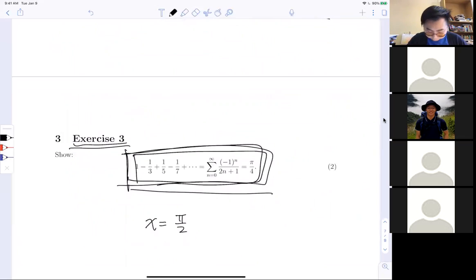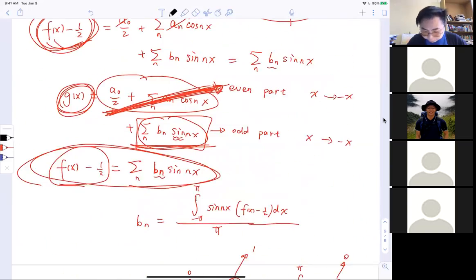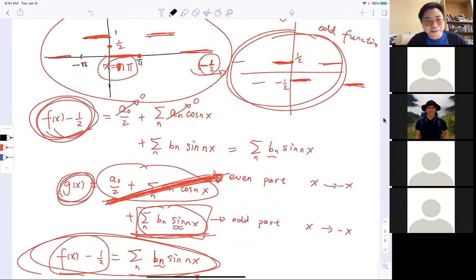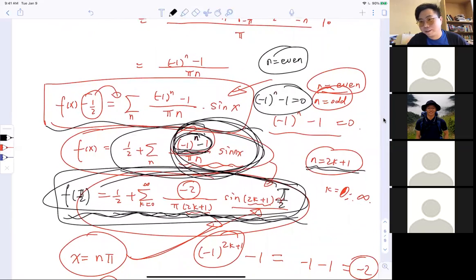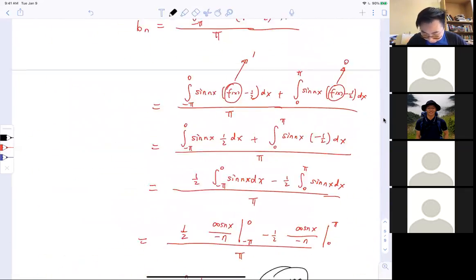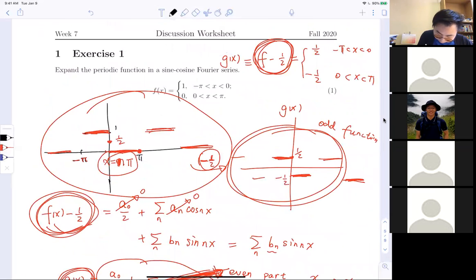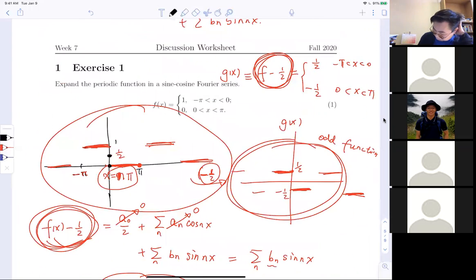So how do you know what value you should set x to for exercise 3? Yeah, that's a good question, and usually it's some special values. You know, something like 0, pi over 2, and pi over 3. Yeah, you just need to try. Also, sometimes you need to set your value to a jump point, and then your series converges to the middle point. This is also one thing you need to remember.